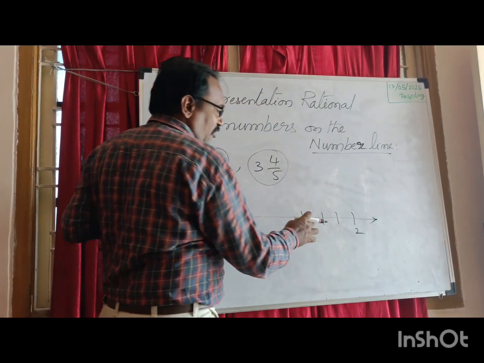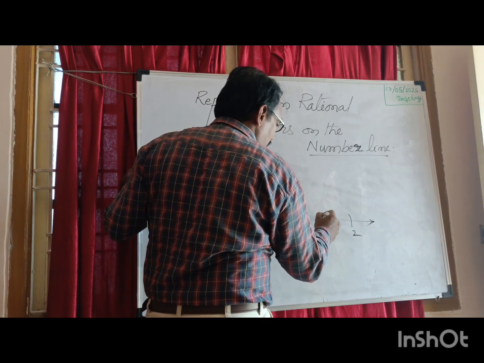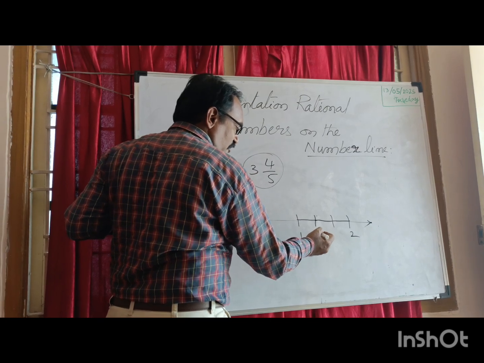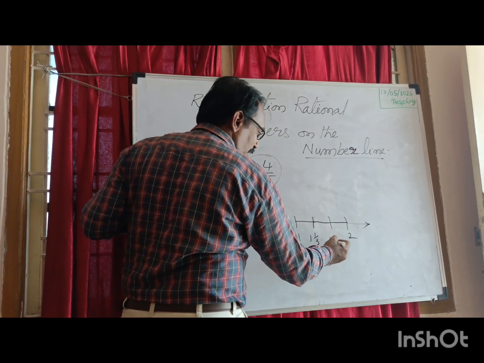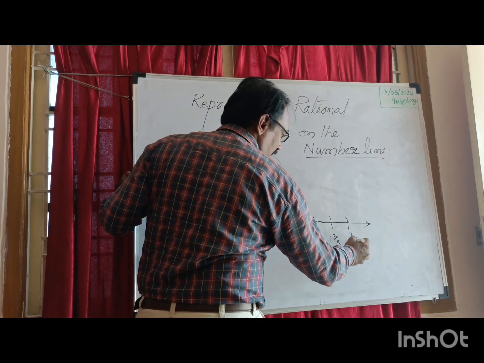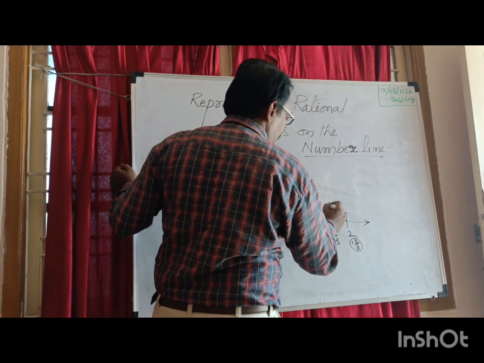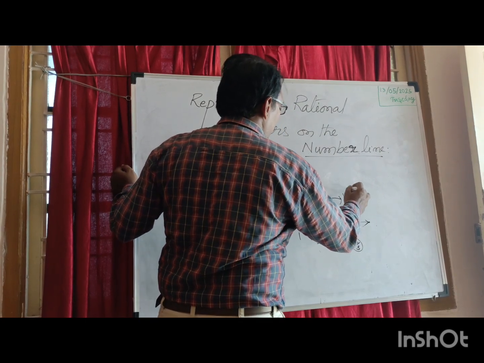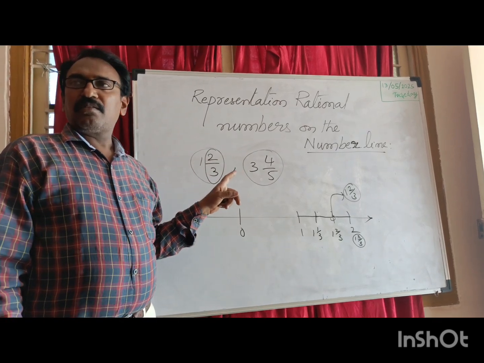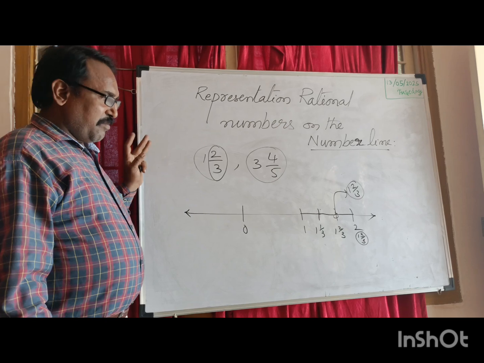When you divide into 3 equal parts, each part is called 1/3. So this is 1, after this 1 1/3, and this value will be 1 2/3. This is 1 3/3, which is nothing but 2. So what we want, 1 2/3, is here. This is 1 2/3. Like that we can identify every rational number on the number line. Every rational number can be expressed on the number line by using this concept.